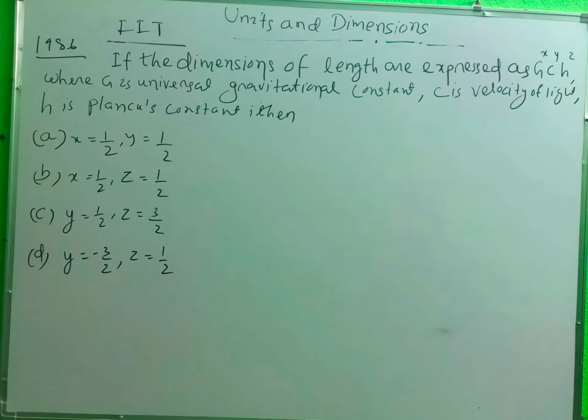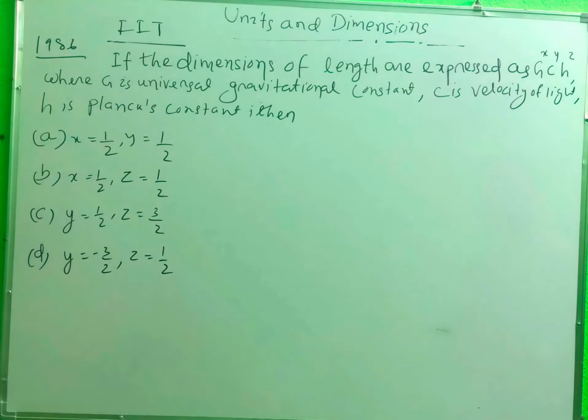Option B is x is half, z is half. Option C is y is half, z is 3/2. Option D is y is equal to minus 3/2 and z is equal to half. Okay, students. So we have to find out the values of x, y, and z to find out which of the four options are correct.